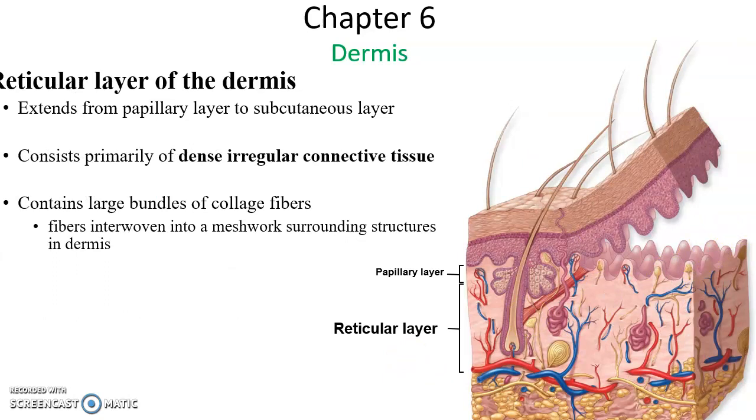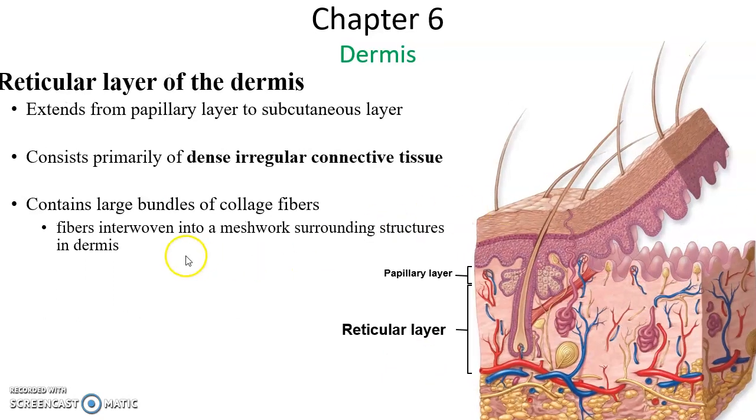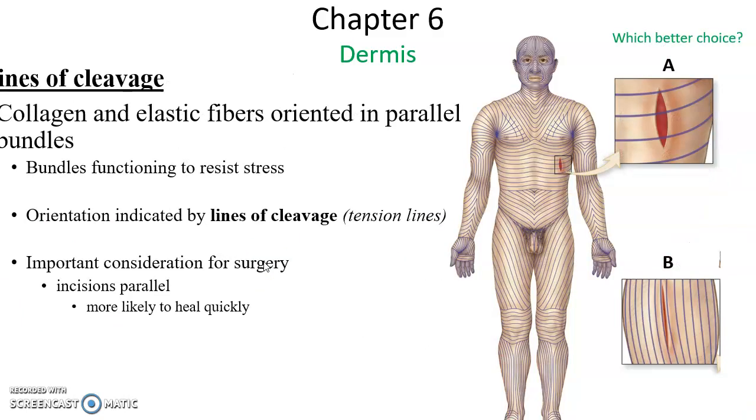The reticular layer is deep to the papillary layer. It connects to the subcutaneous layer below that. It is composed primarily of dense, irregular connective tissue, lots of large bundles of collagen fibers forming a mesh going in all kinds of directions to give the skin its strength so it can resist pulling forces.